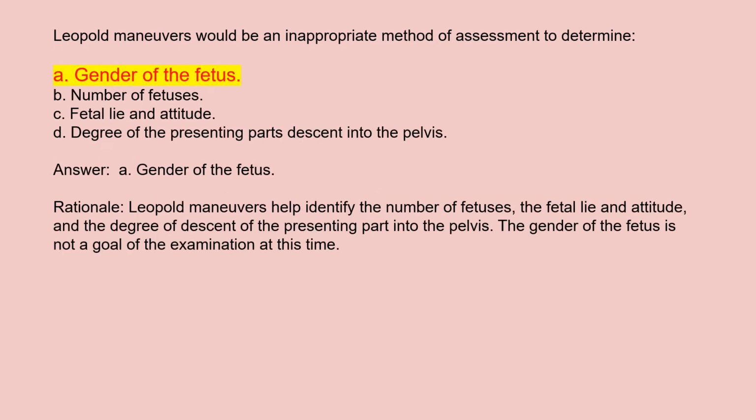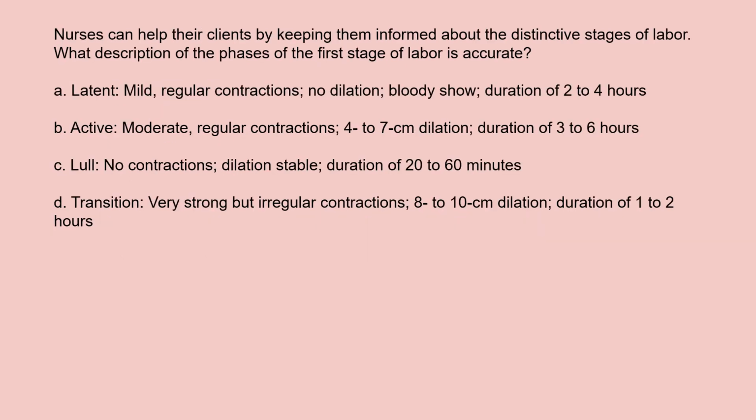Answer. A. Gender of the fetus. Rationale. Leopold maneuvers help identify the number of fetuses, the fetal lie and attitude, and the degree of descent of the presenting part into the pelvis. The gender of the fetus is not a goal of the examination at this time. Nurses can help their clients by keeping them informed about the distinctive stages of labor.